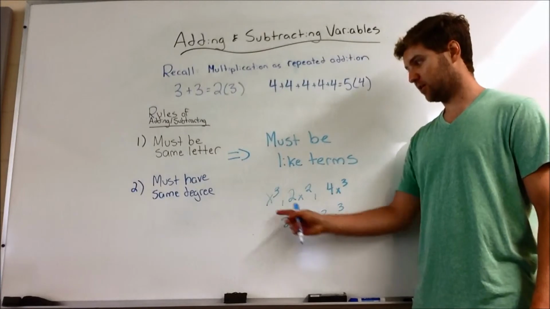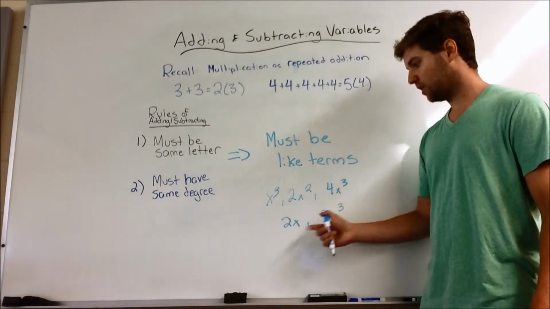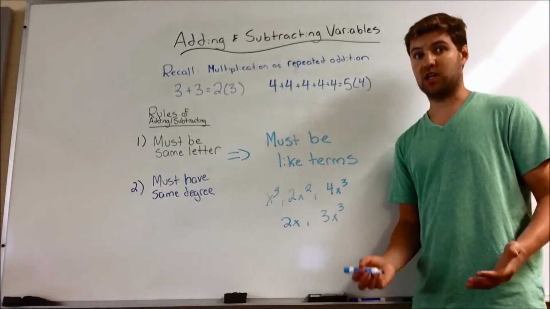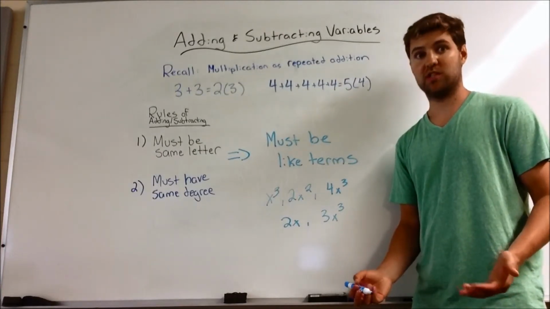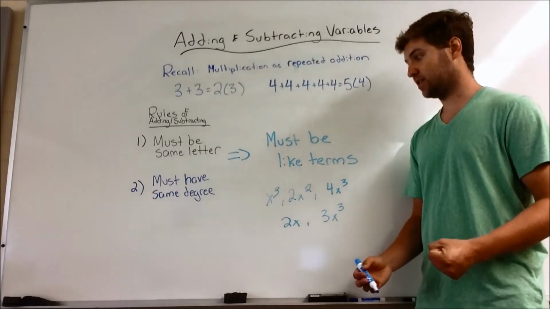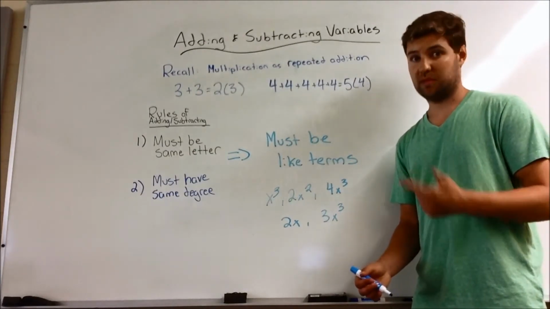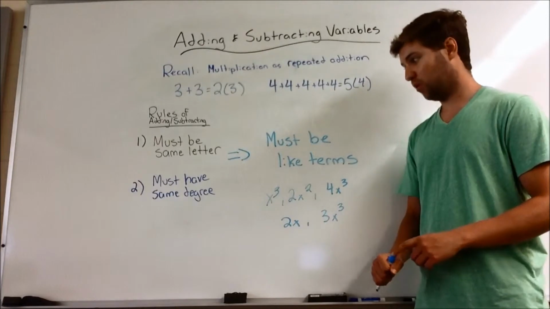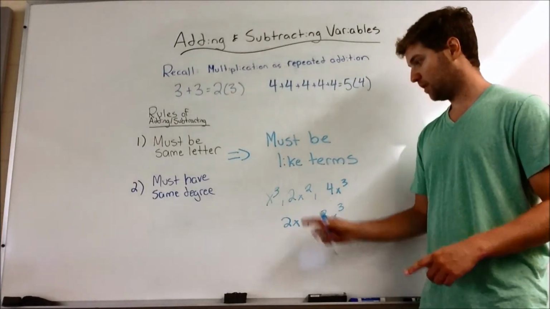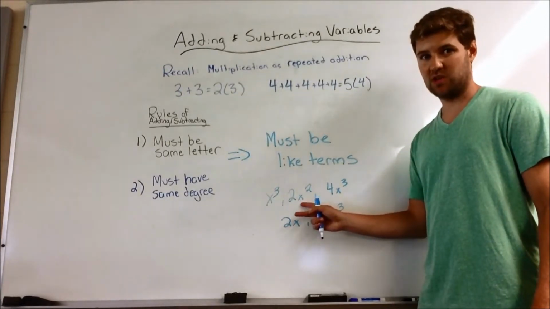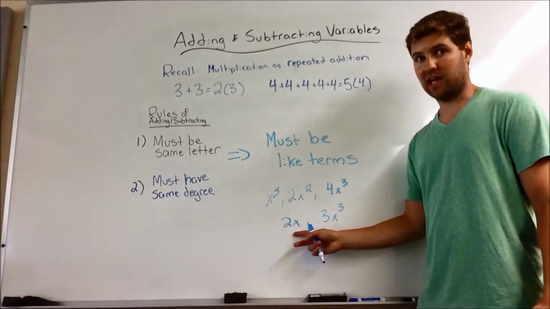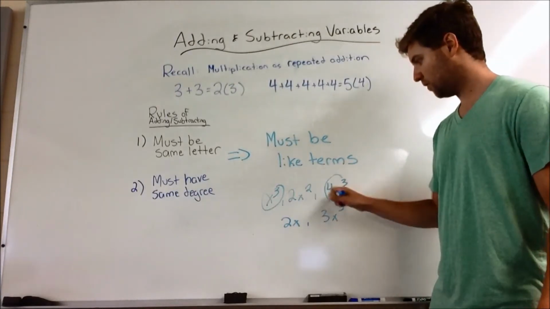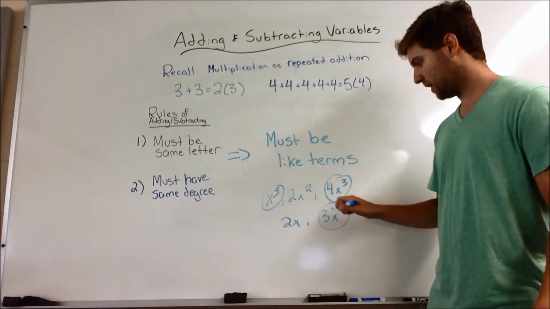So let's look here. We have x cubed, 2x squared, 4x cubed, 2x, and 3x cubed. Which of these are like terms? Which of these could we add together? In order to be a like term, exact same letter, exact same exponent. All of them have the exact same letter, but which have the exact same exponent? Well, this has an x squared, there's no other x squared. This is just an x, there's no other x's. But we have an x cubed, a 4x cubed, and a 3x cubed.